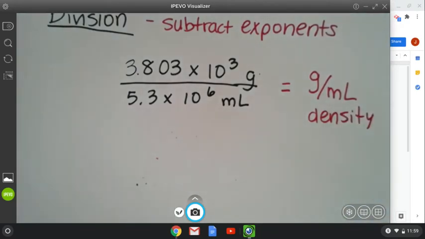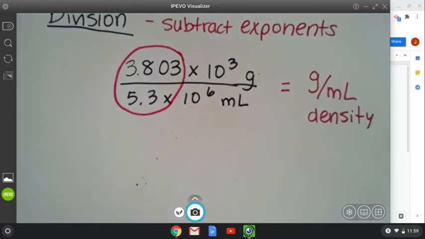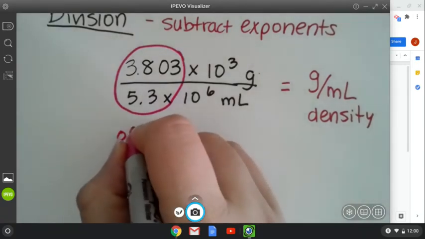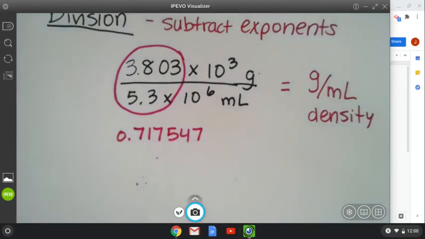Okay. So we need to do what we need to do to our numbers. Here's our first one. We need to divide those two numbers together. If we divide these, we get 0.717547. I'm going to keep everything together.